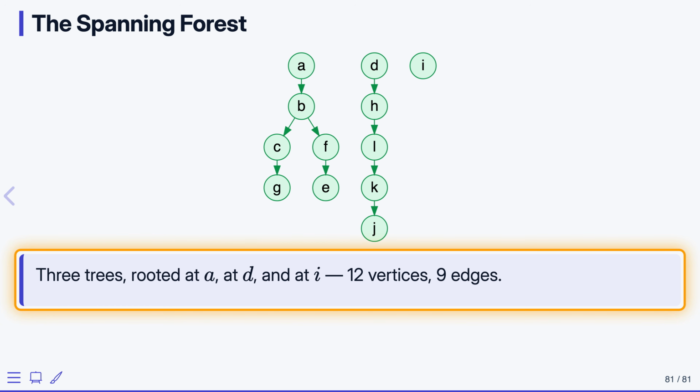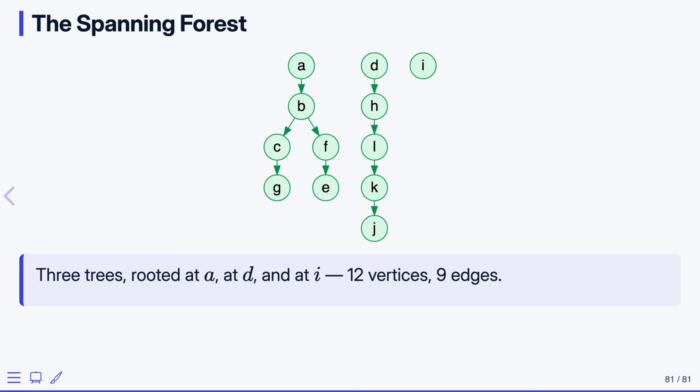Notice that is not 12 minus 1. A forest with 3 trees has 12 minus 3 edges, because each tree loses 1. So remember the rule. On an undirected connected graph, the search gives one spanning tree. On a directed graph, it gives a spanning forest, because one starting dot may not reach everything.